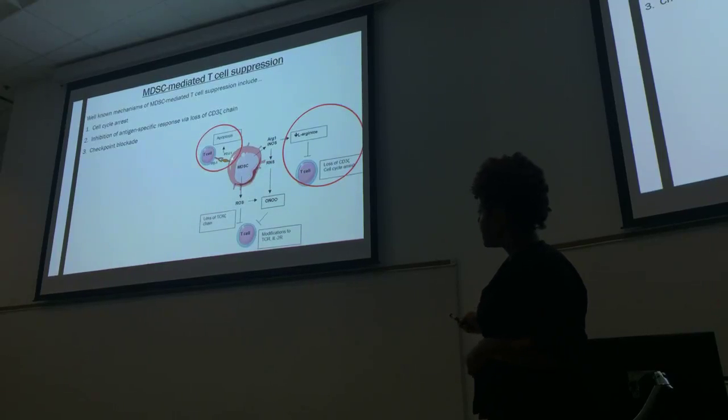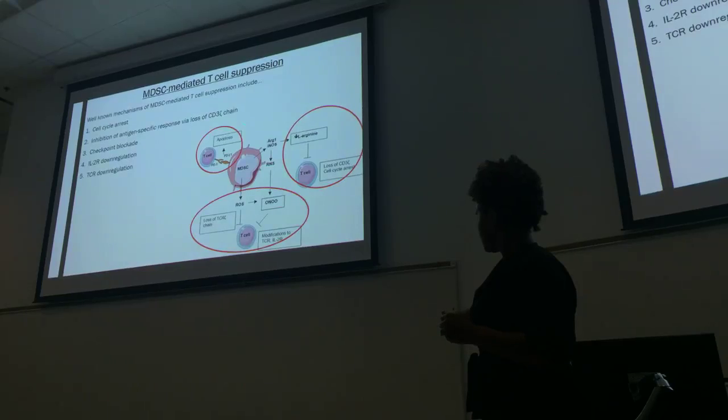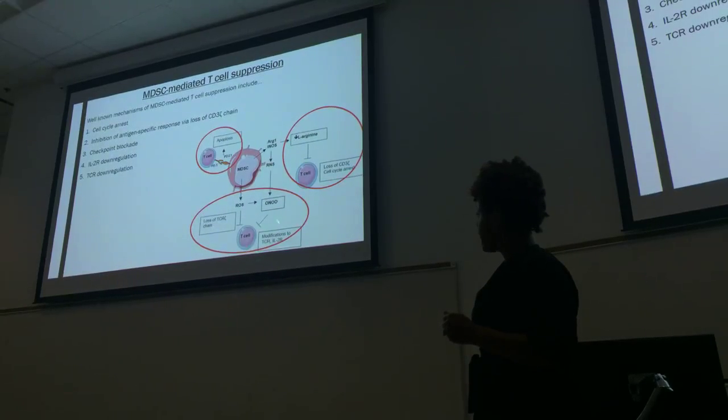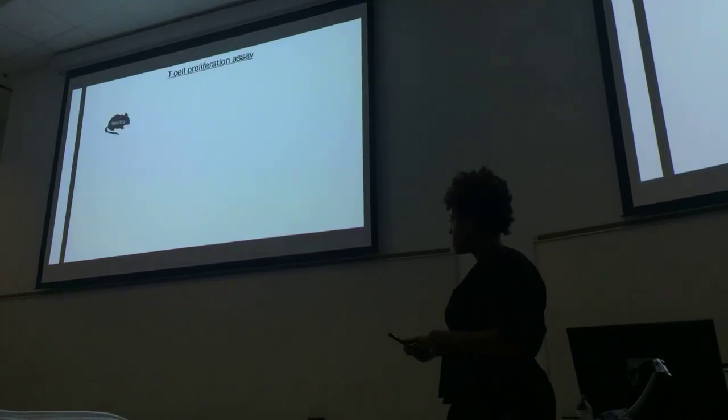They also express PD-L1, which is the PD-1 ligand. It binds to PD-1 on the surface of T cells to initiate apoptosis. And they are also able to downregulate the IL-2 receptor and the TCR receptor through production of peroxynitrite on the surface of T cells.